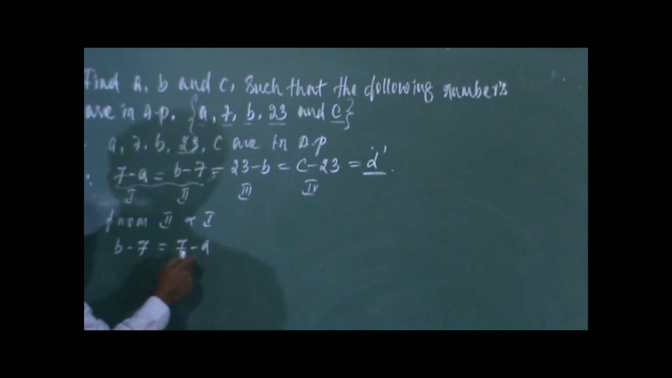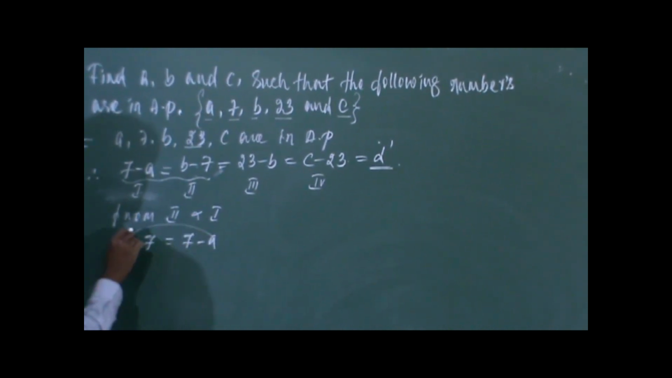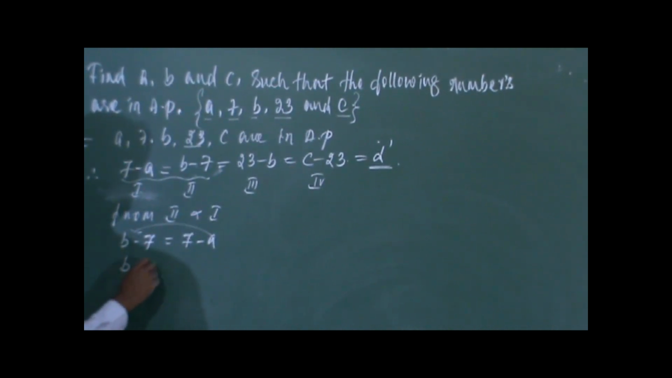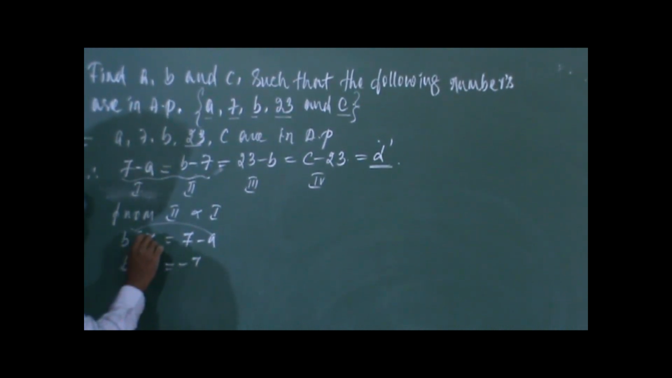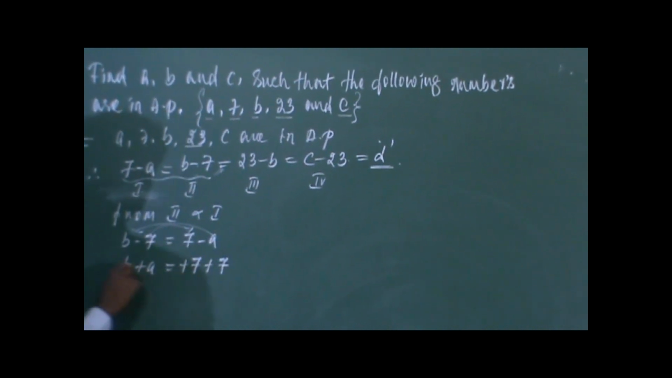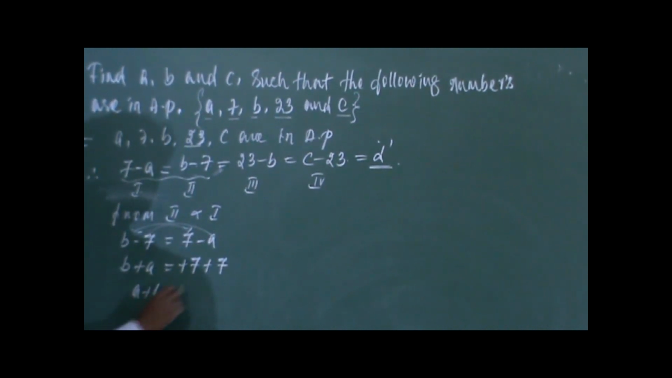Therefore they are equal. So we will transpose this B minus A here. So B plus A is equal to minus 7, minus 7 gets transposed to here and becomes 7 plus 7. So A plus B is equal to 7 plus 7, which is 14.